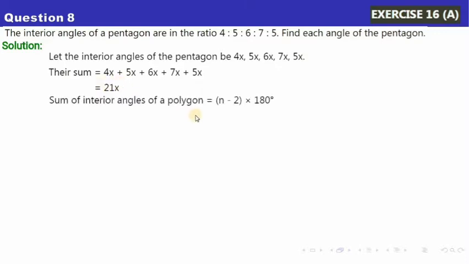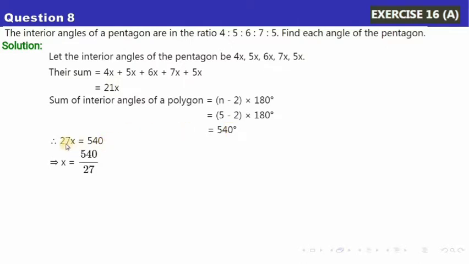But we know that the sum of the interior angles of a pentagon can be calculated using this particular formula, where n is the number of sides, and for a pentagon, n is how much? It is 5. So instead of n, I am writing 5. So 5 minus 2 is 3, right? So 3 into 180 is 540. So 540 is the sum of the interior angles. But you know that 21x is also the sum of the interior angles, isn't it? So this 21x will be equal to 540.